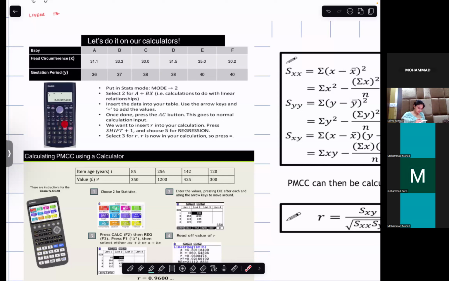You will find R by first opening your calculator and putting it on mode 2, and then you put the values of X and Y. Once you put the values of X and Y, you will press the AC button so that it gets stored in your memory.